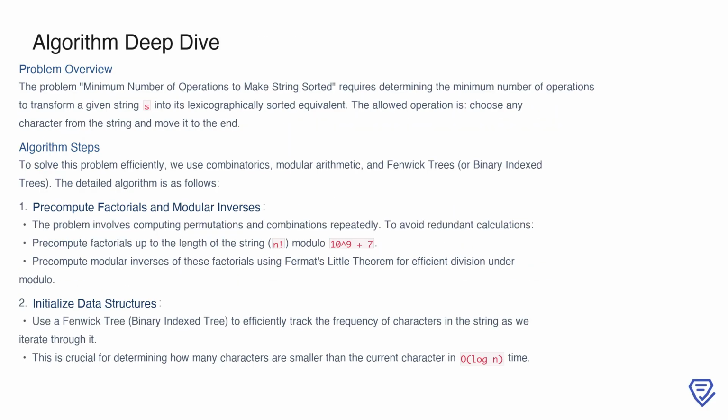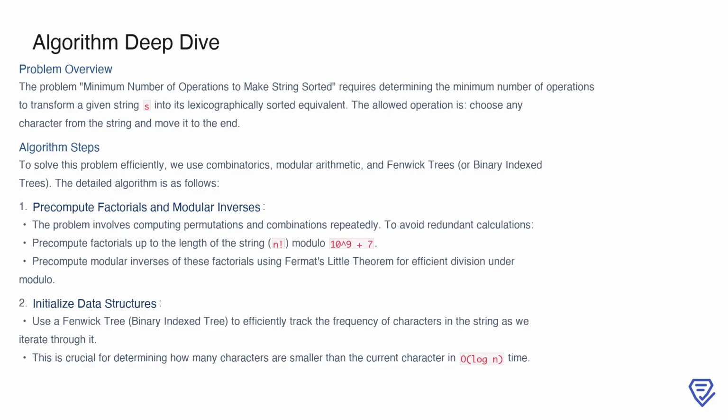The problem, minimum number of operations to make strings sorted, revolves around transforming a given string into its lexicographically sorted form using the minimum number of allowed operations. The operation involves selecting any character from the string and moving it to the end. To tackle this efficiently, the solution leverages combinatorics, modular arithmetic, and Fenwick trees.